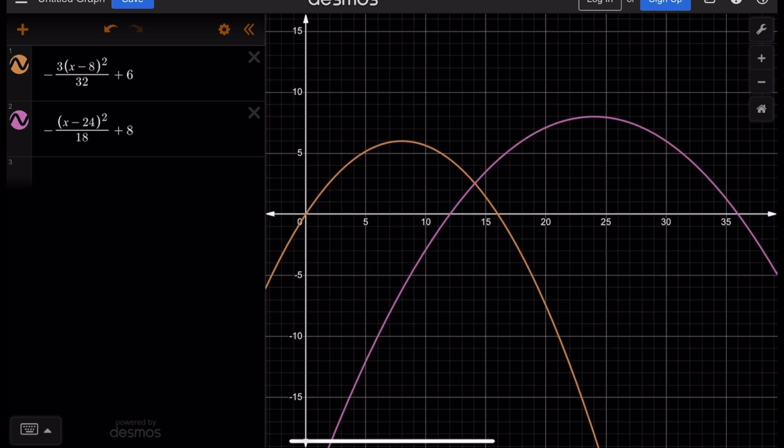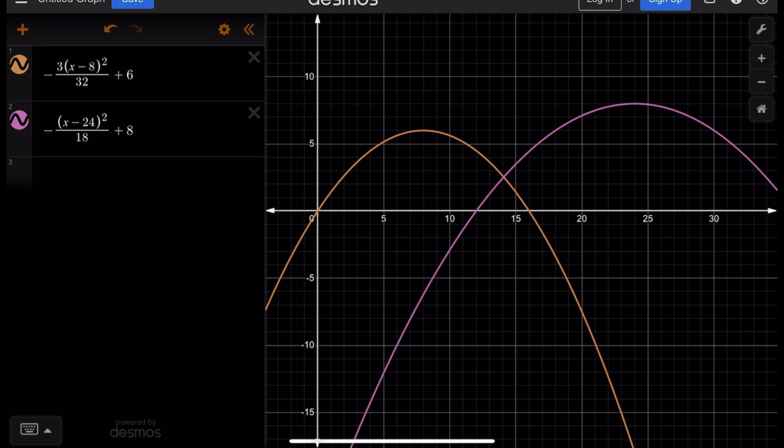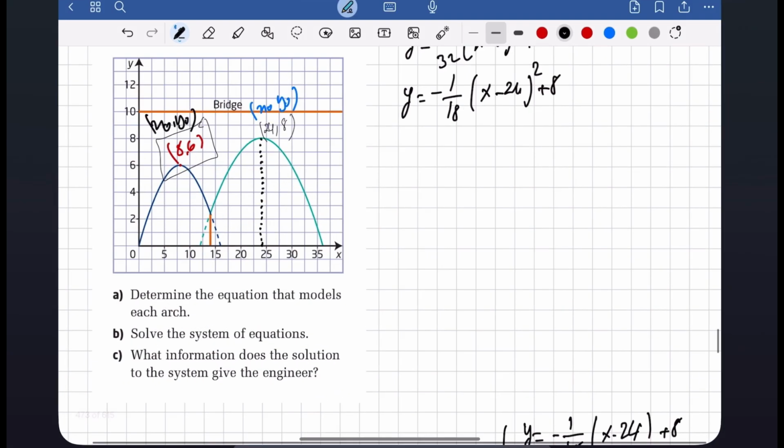So now I have my two bridges here, and if I make it a little bit smaller, you can see my two bridges. The first intersection we can see is this point, and the solution is 14.081 and 2.53. So that is the solution. Let's see the next question.